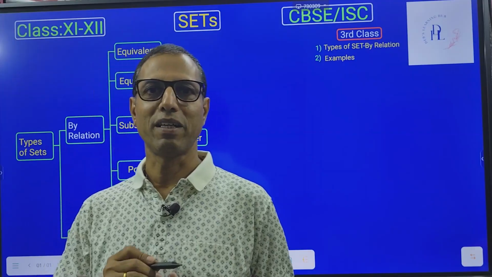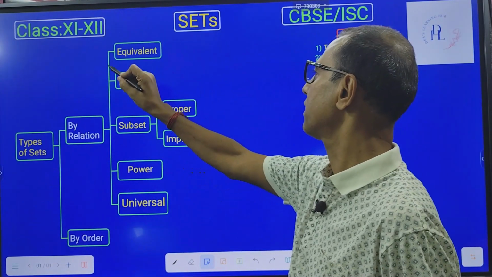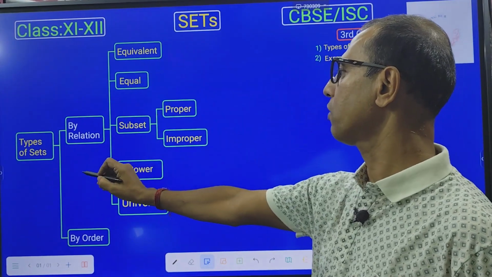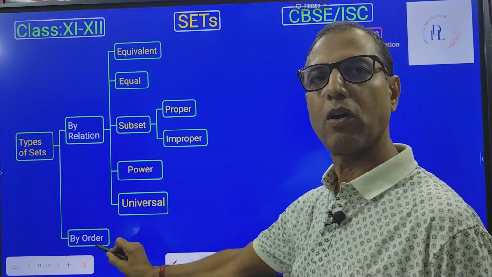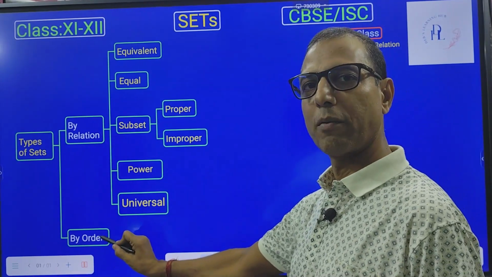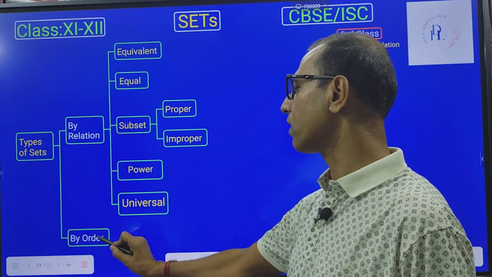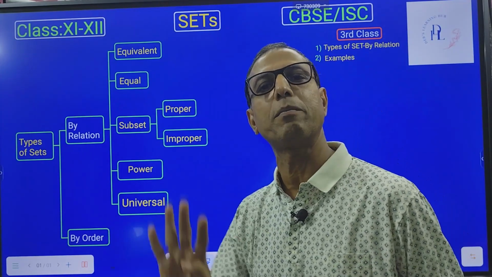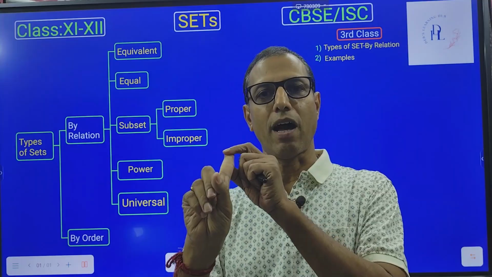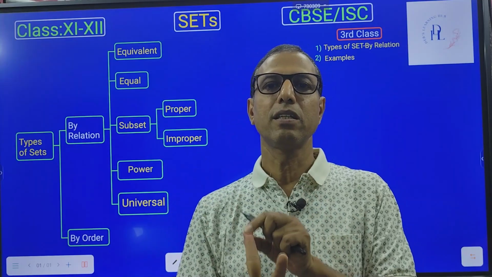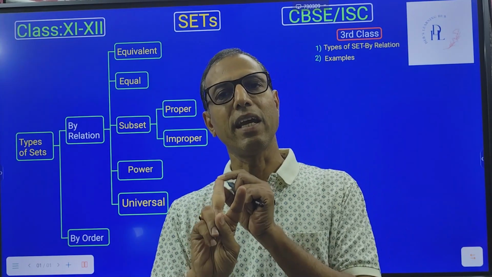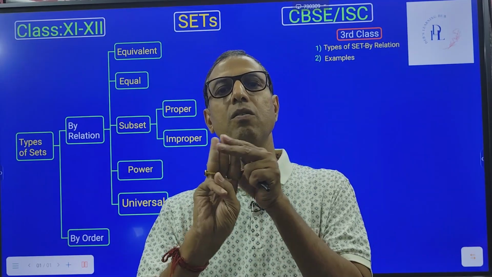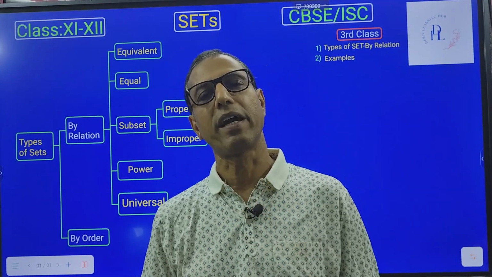If you remember in my second class, in this pictorial representation, we can categorize sets by relation and by order. In our second class, we already covered by order how many types of sets there are. There are 4 types of sets. Number 1, empty or null or void set. Number 2 is singleton set, where there is only one element in the set. Number 3 is finite set and number 4 is infinite set.